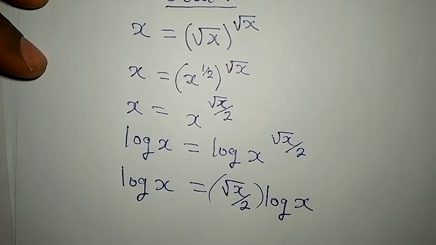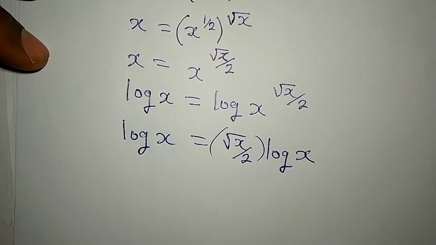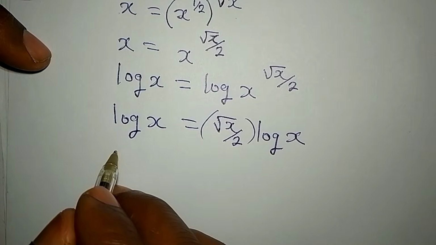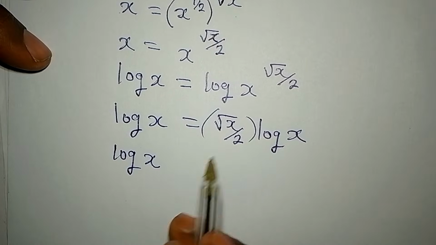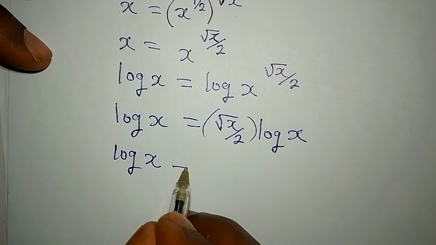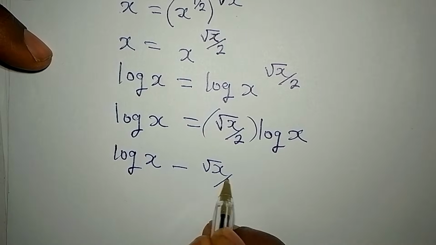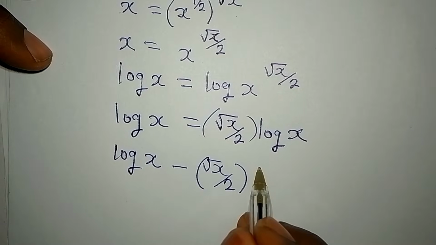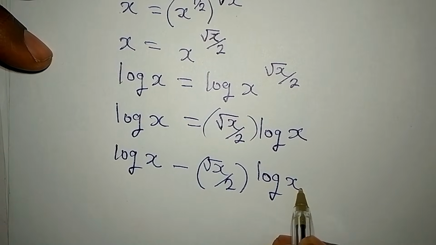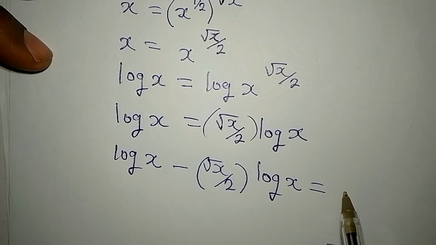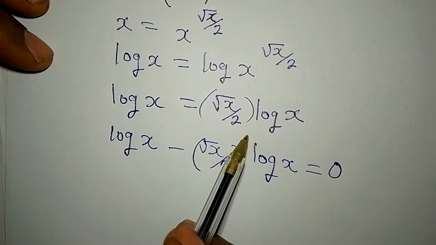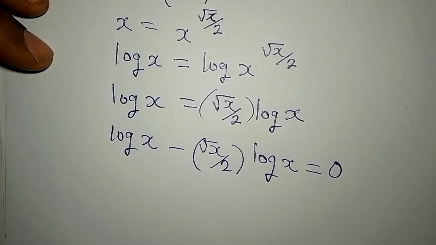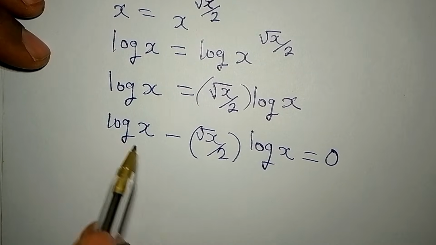Now, what can we do? Let's bring everything to one side. So we're going to have log x, then the whole of this comes here to become negative. We have root x over 2, then log x, which will be equal to 0 because we have moved what we had on the right hand side to the left. Now, what do we do from here?